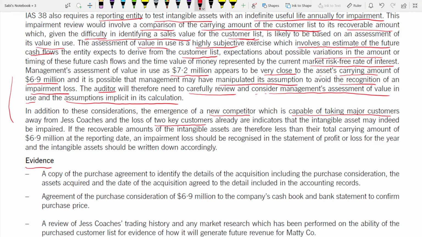So because of the loss of two key customers, what are they? They are indicators that the intangible assets may be impaired, because the value of your intangible asset will then go down. That means impairment in the market, right? So if the recoverable amount of the intangible assets is less than their total carrying amount of 6.9 million, then there is an impairment loss, and this should be recognized where? Profit and loss. And then intangible assets should be written down accordingly. From your intangible assets, you have to deduct that impairment loss. Okay. So, evidences, we went through the marking scheme.